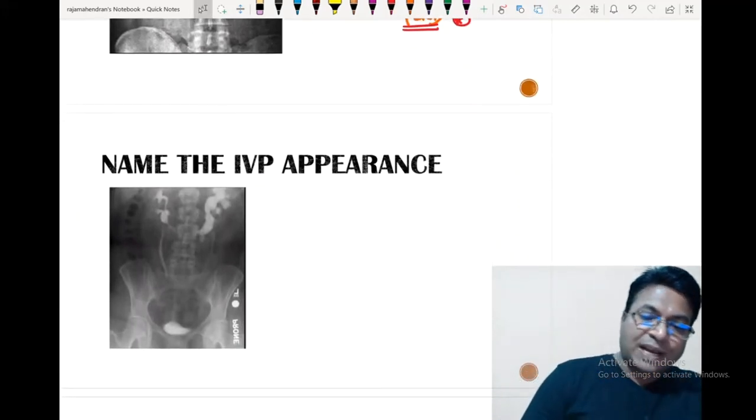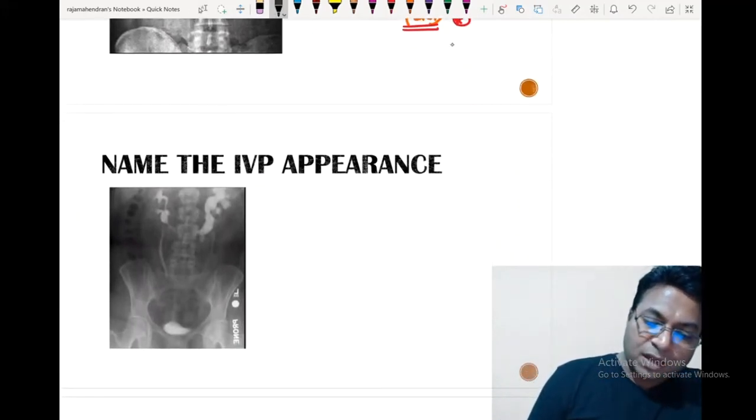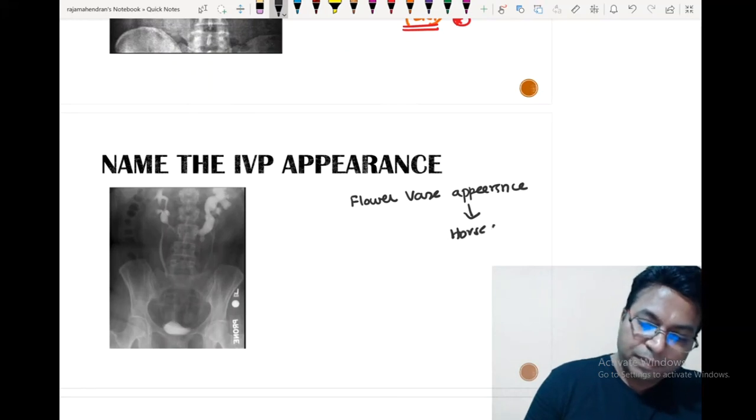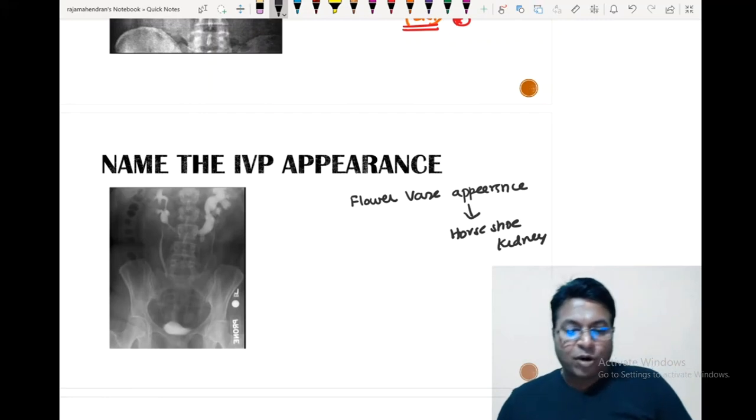A classical question, actually an AIIMS question. This is having an appearance here. What is this? Flower vase appearance. Can somebody tell me? These are all direct one-liners of the FMG exam. The flower vase appearance is seen in horseshoe kidney. Horseshoe kidney.